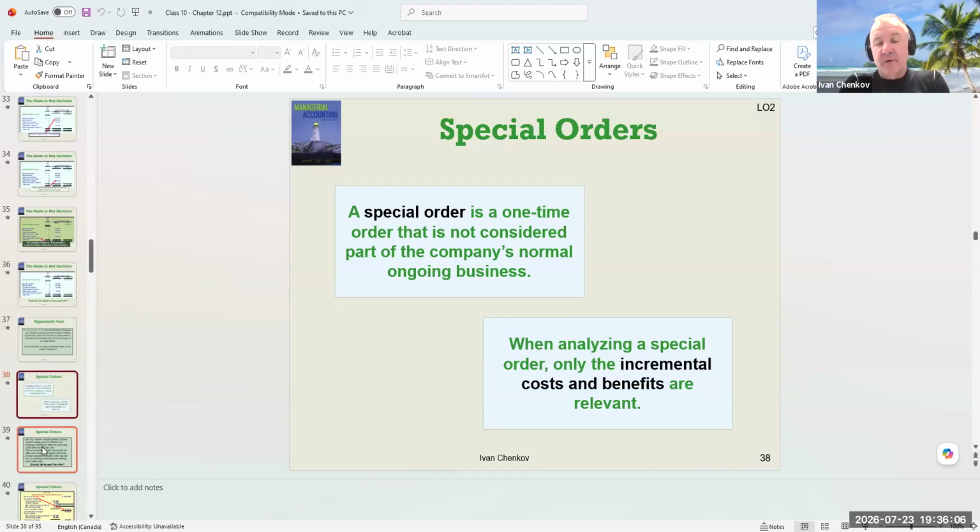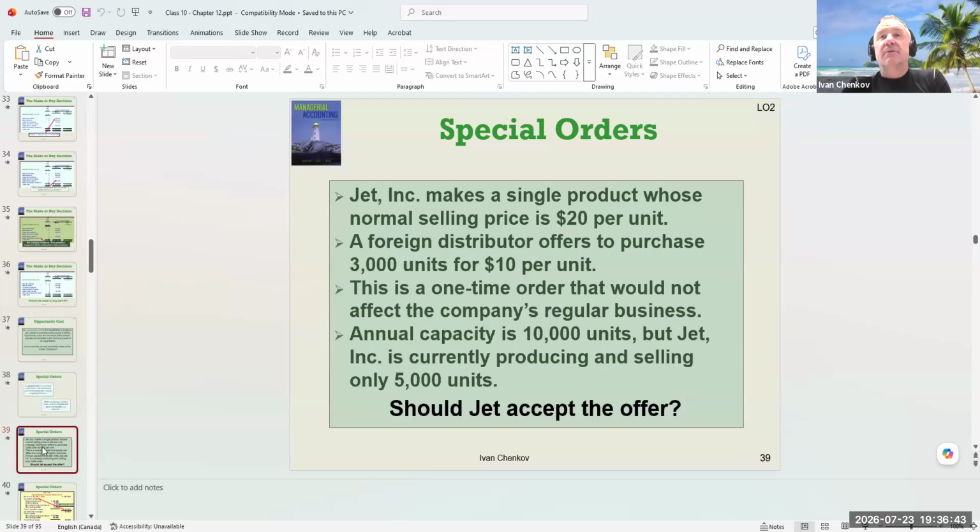So how are we going to do the special order? Same thing. As long as the incremental benefit is more than the incremental cost. So basically, we're going to chase how much exactly the special order is going to cost us, having in mind that we are already above the break-even and we have the capacity. So we are fixed cost free. So what will be relevant for us? Variable cost. So let's see this.